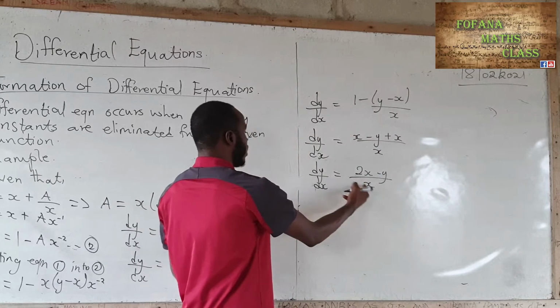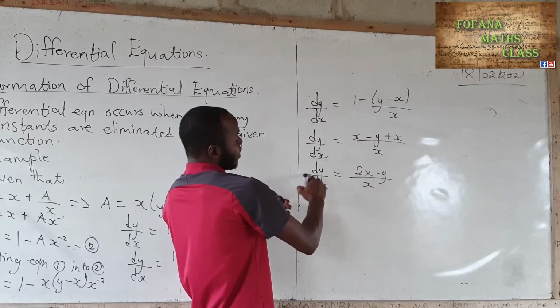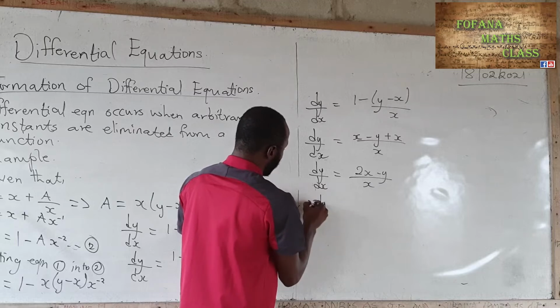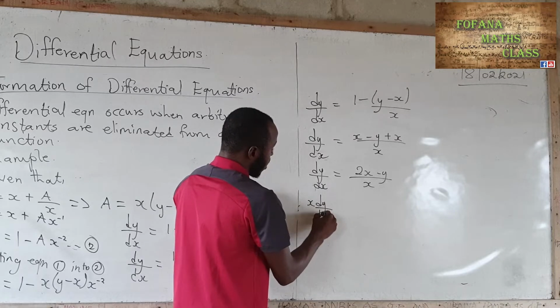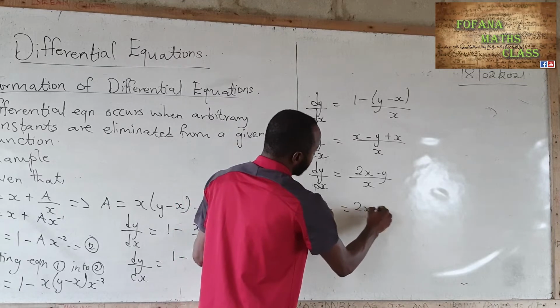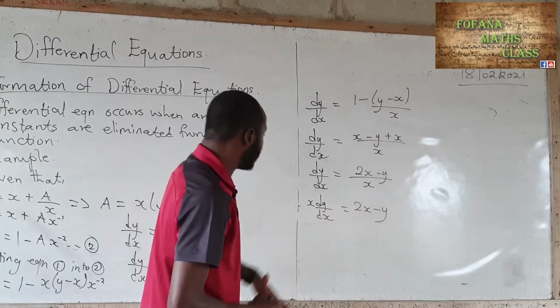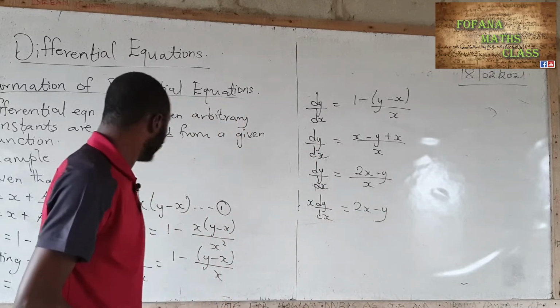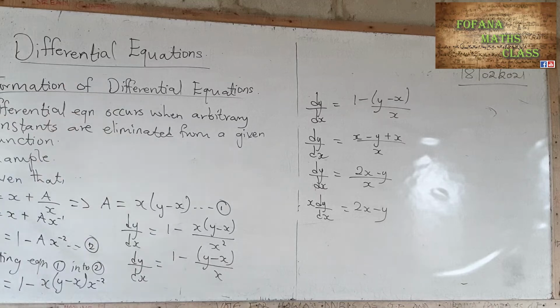Okay, and then you can also try to bring the x to multiply that, and then you'll be having your answer to be x multiplying dy dx equal to 2x minus y. And this, you have formed your differential equation. Okay, so this is how a differential equation is formed.